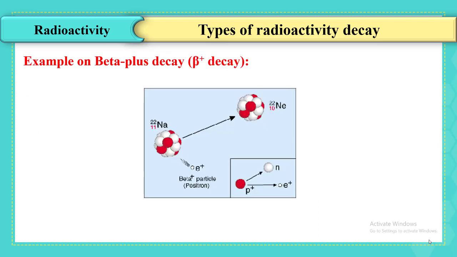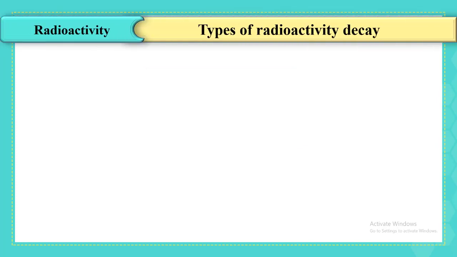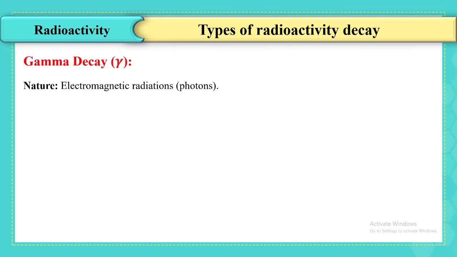In a beta plus decay, the atom loses a proton because it is transformed into a neutron, which leads to the emission of a positron particle, as shown here in the case of the sodium element. We can see that the sodium nucleus loses a proton to become a neutron, which causes the emission of a positron. The final type is the gamma decay. It is due to the de-excitation of the daughter nucleus from a high energy level to a lower one.